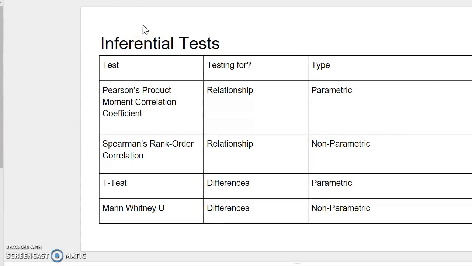These are all the inferential tests, and this is a table showing what each test tests for and what type of data it also tests for, so parametric or non-parametric.